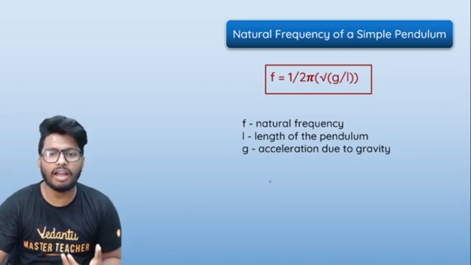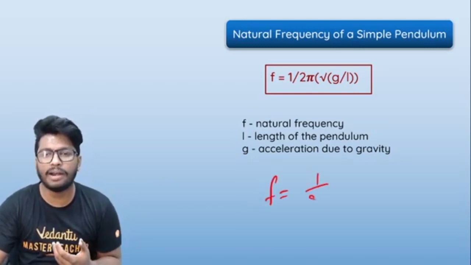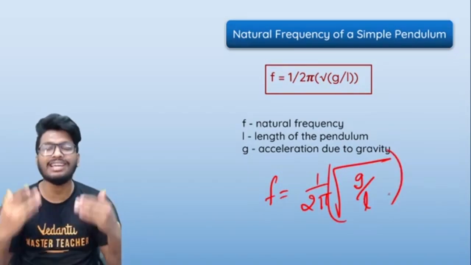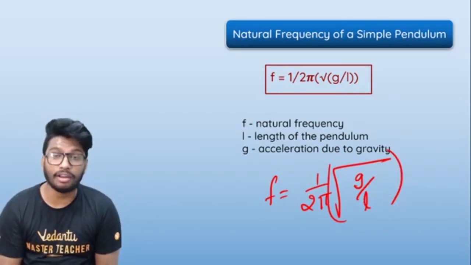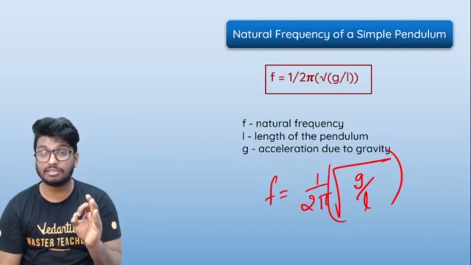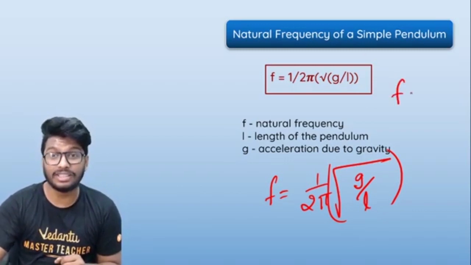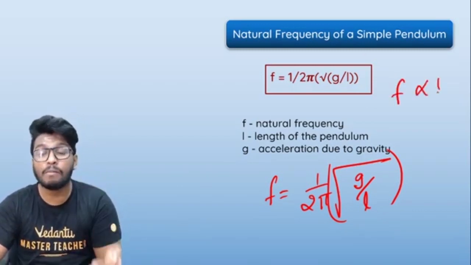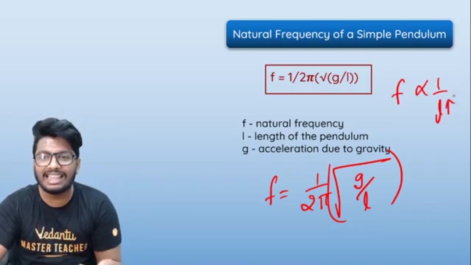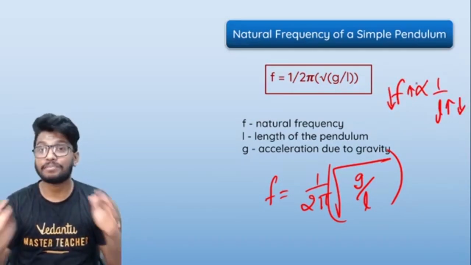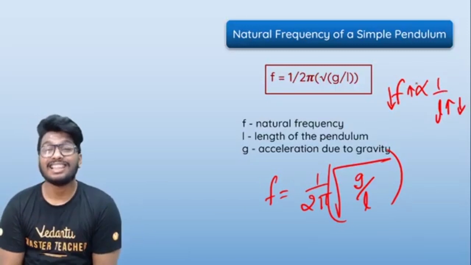So what is the formula? Frequency is equal to 1 by 2 pi root of g by L, where g is nothing but the acceleration due to gravity and L is nothing but the length of the pendulum. And more importantly, guys, remember this one thing without fail. f, that is frequency, is inversely proportional to the length. So if you increase the length, the frequency would decrease. If you decrease the length, the frequency would increase. This is the one type of question that you can expect from this.